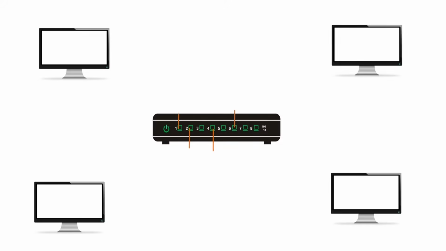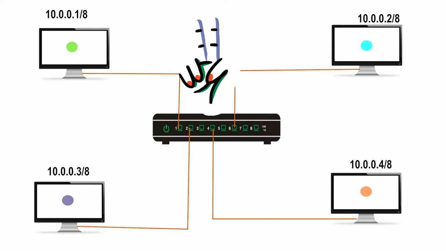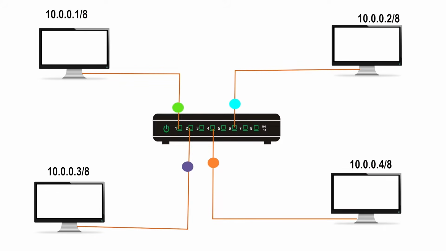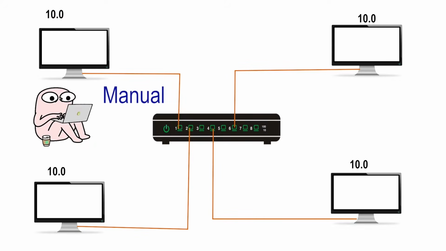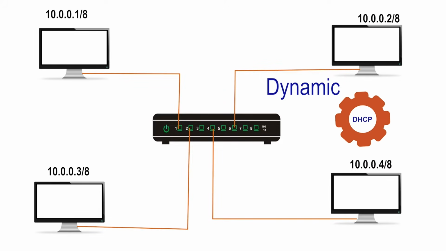Each device within an IP network requires a valid IP configuration. There are two ways to assign IP configuration: manual and dynamic. In the manual approach, you manually assign an IP configuration to each device individually. In the dynamic approach, you configure the DHCP service, and it provides IP configuration to all devices.